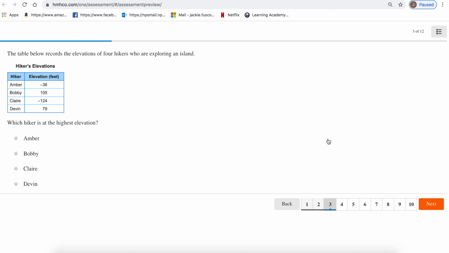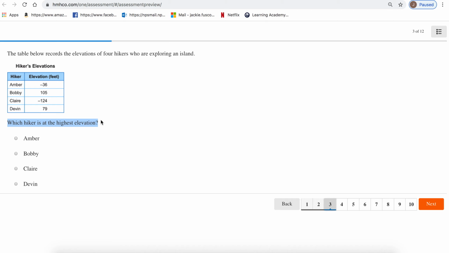Now number 3. The table below records the elevations of 4 hikers who are exploring an island. Here are my 4 hikers and what their elevations are. So -36 feet, 105 feet, -124 feet, and 79 feet. Which hiker is at the highest elevation? So what that's really asking, which hiker is at the highest elevation, is who's at the highest elevation, or what is the greatest number here, okay?